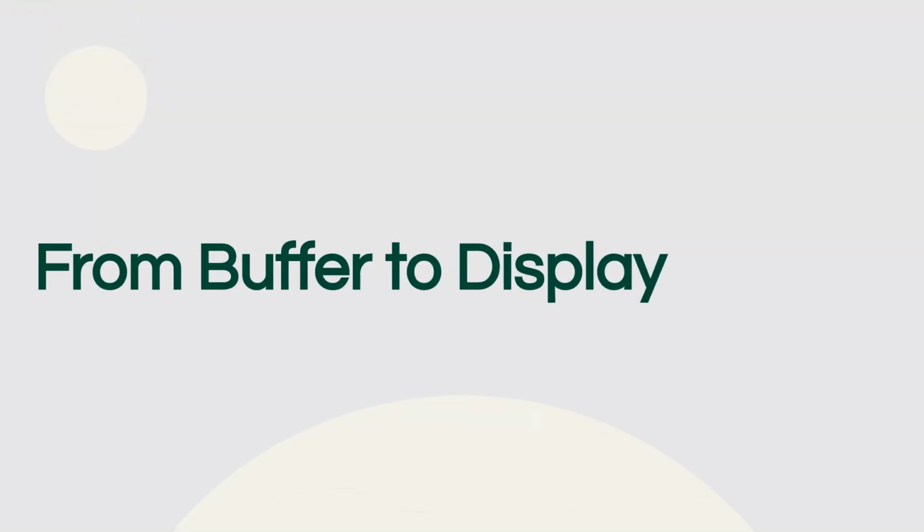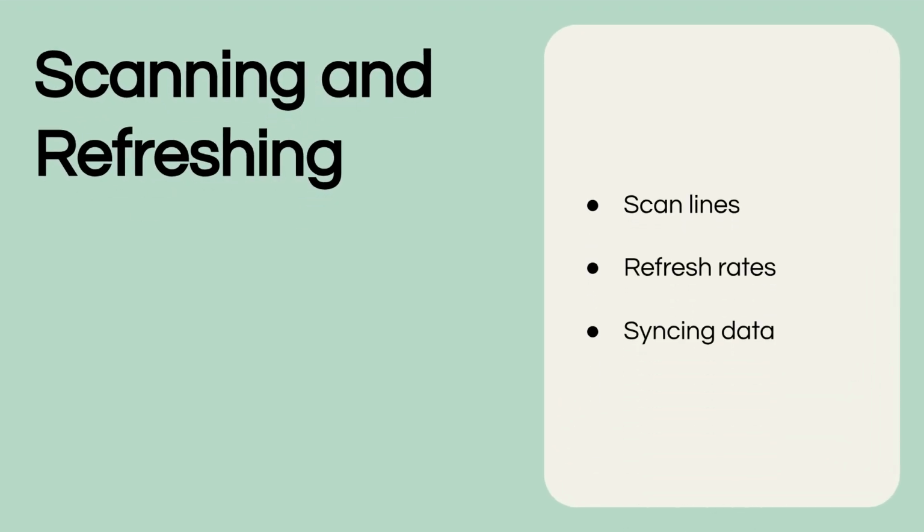Now, let's explore the final leg of the pixel's journey, from the graphics card's buffer to your display. Your screen doesn't just display the entire image at once. It scans the image buffer line by line, typically from top to bottom, sending the color information for each pixel. This process happens incredibly fast, often dozens or hundreds of times per second, known as the refresh rate.